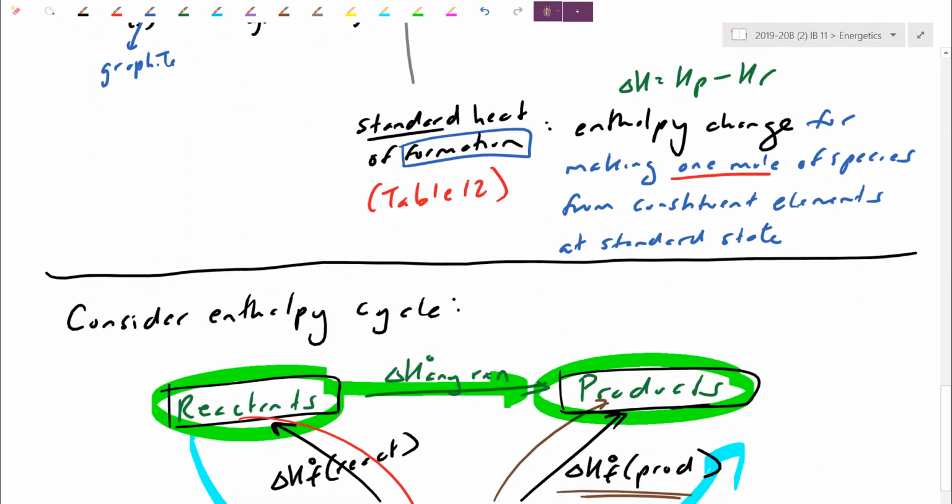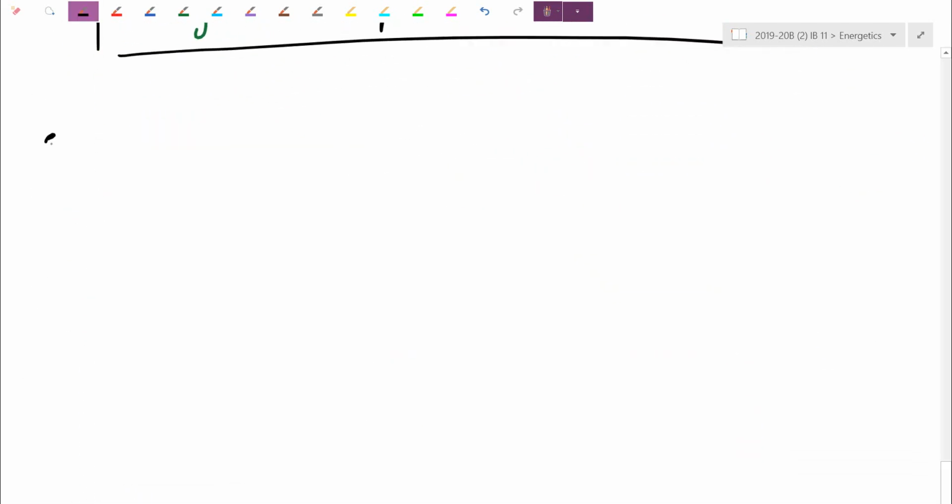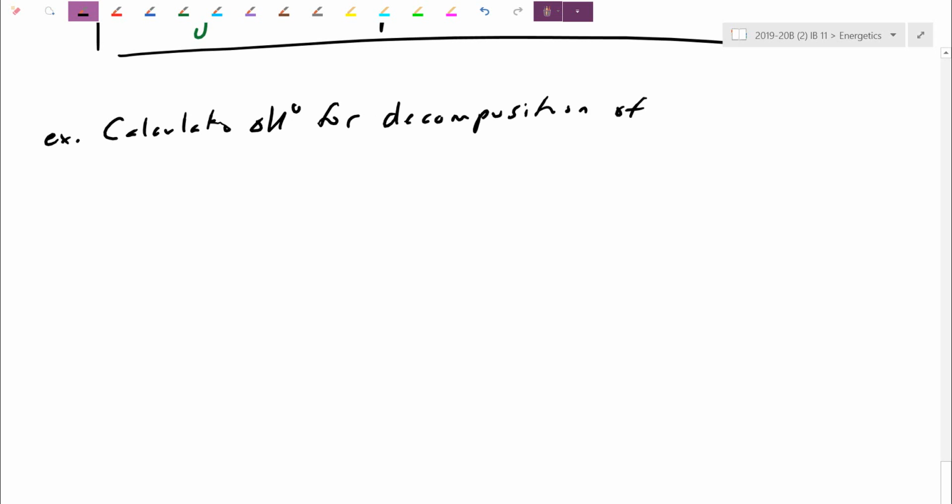I'm interested in finding the delta H. So, example: calculate the delta H for the decomposition of NH4NO3. Okay. This decomposition is a little bit scarier, so I'm just going to give you these values here.